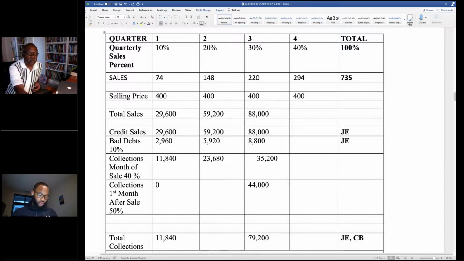Oh. What comes here? That's when we do 50% of the, is that the 29,600? Correct. Okay, so that's 14,800.